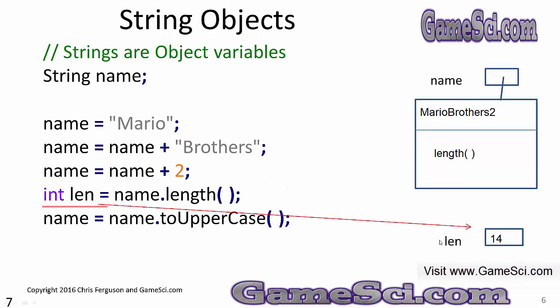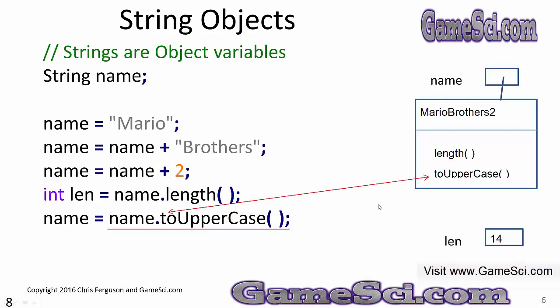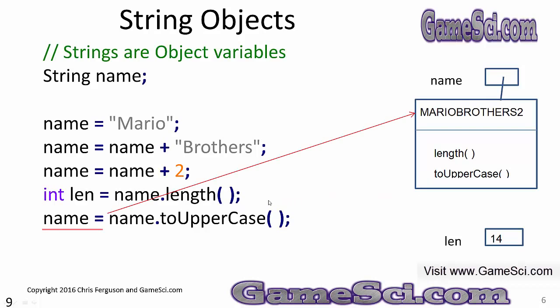There are other methods too. A handy dandy one is toUpperCase, which will convert my string to uppercase letters. When this line of code executes, I want it to convert to uppercase letters. So I'm going to click here, and notice how name.toUpperCase converted everything to uppercase. I reassigned it back to the variable name and my data updated to Mario Brothers 2 in all uppercase letters. That's what toUpperCase does, it returns a string with uppercase letters in it.